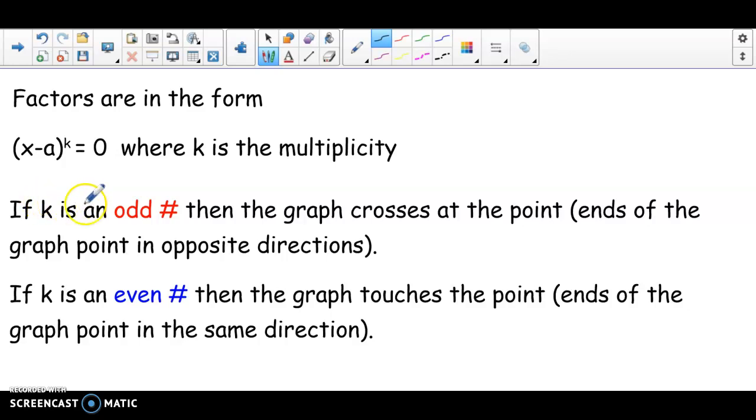If our k, our exponent, is an odd number, then the graph crosses at the point that's inside. So if also the k is a negative number, an odd number, then that means that the graph ends will point in opposite directions. If k is an even number, then the graph only touches this point. It doesn't go through it, doesn't cross the x-axis, it's going to touch it. And if k is an even number, then the ends of our graph will both point in the same direction.